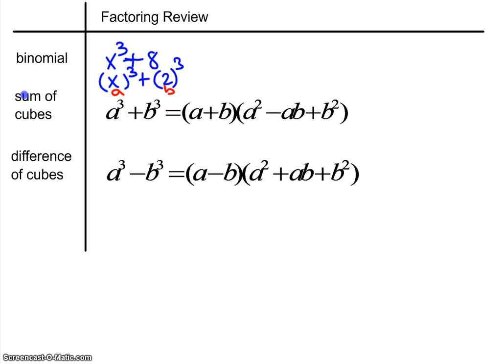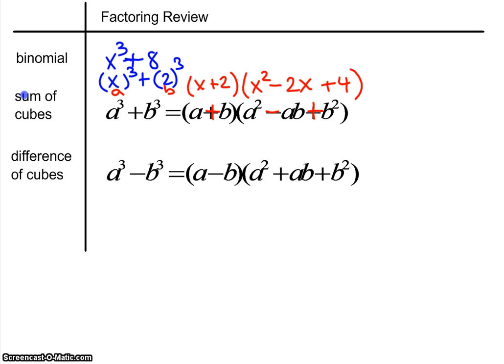These signs always stay the same. This will always be a plus, this will always be a minus, this will always be a plus, even if I'm dealing with a negative value. So a is my x, plus my b is 2, my a, which is x squared, minus the a times b, so x times 2 or 2x, and then plus my b squared.